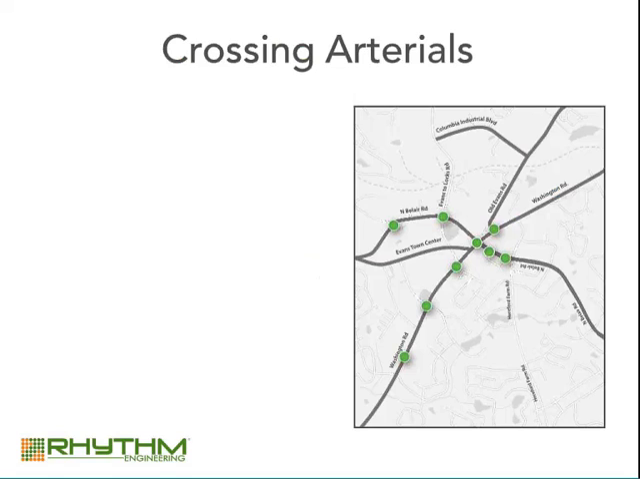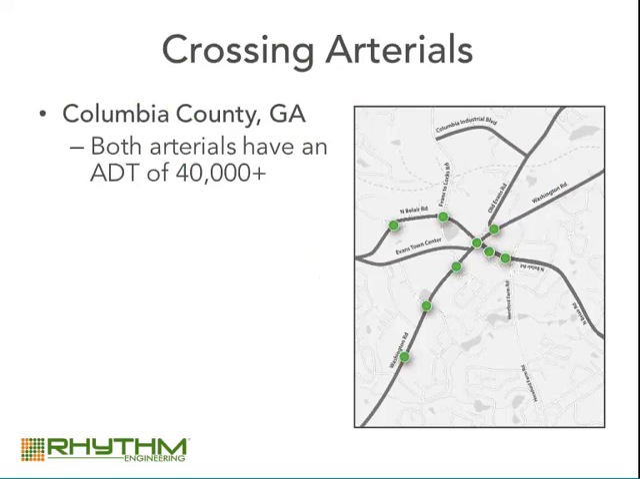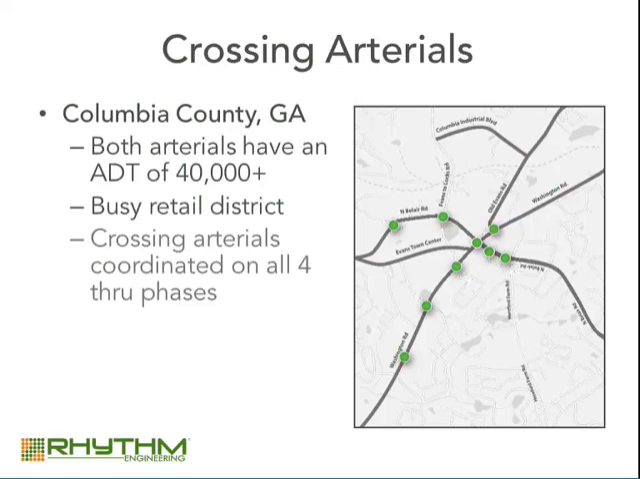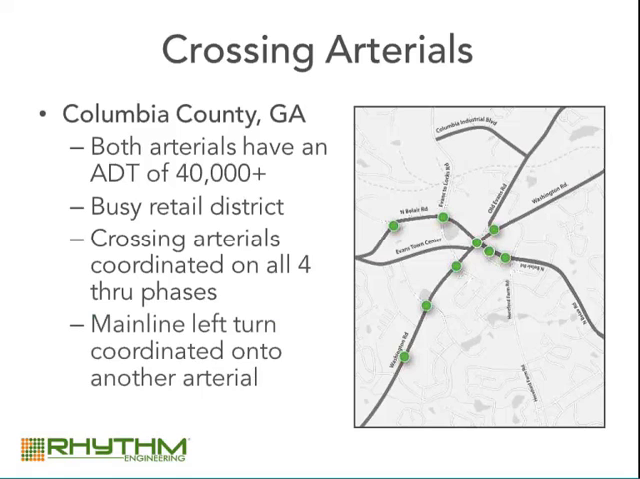Columbia County, Georgia uses InSync on a large section of their roadway network. The intersections shown here are a smaller chunk of their network and are configured to operate as a crossing arterial. Both arterials have an ADT of over 40,000 vehicles per day. The adjacent land use is heavily retail. The objective was to coordinate all four through phases. Elsewhere on the network, mainline left turns are coordinated onto other intersecting arterials.